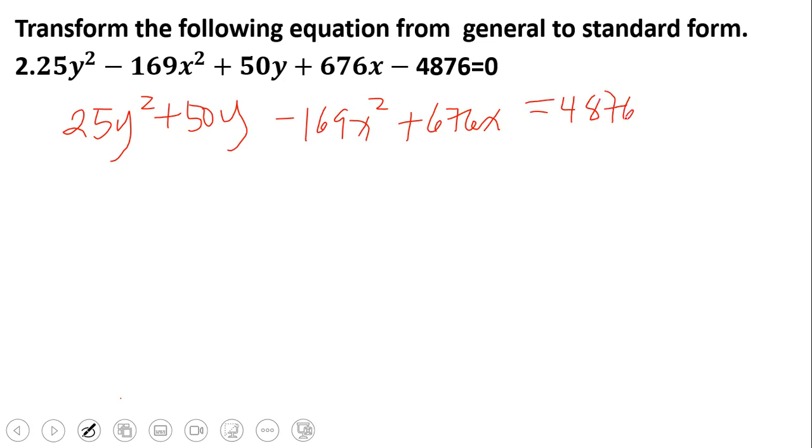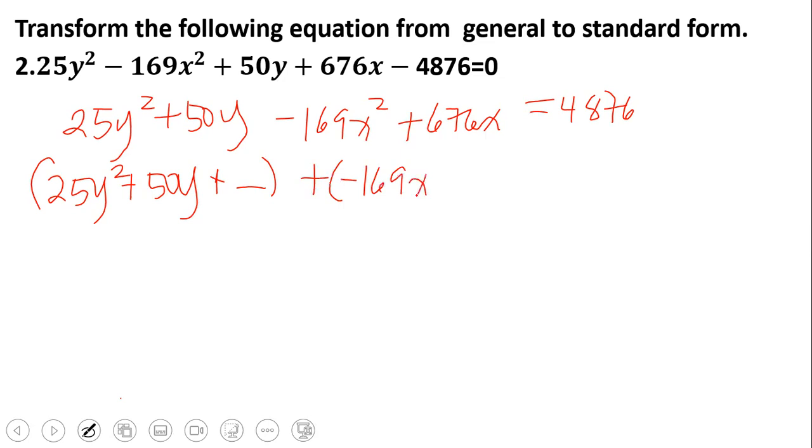So this time, we're going to perform the completing the square method. So you have 25y squared plus 50y plus blank. Next term, you have plus negative 169x plus 676x plus blank is equal to 4876 plus blank plus blank. Okay, so this time you already have the following two completing the square terms. The first term is y, and the remaining part is the x.